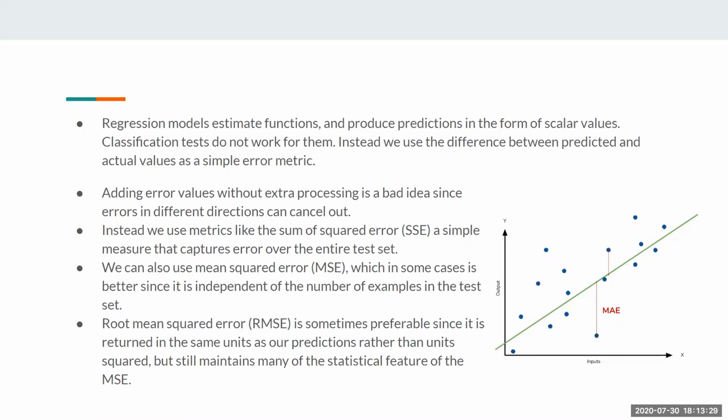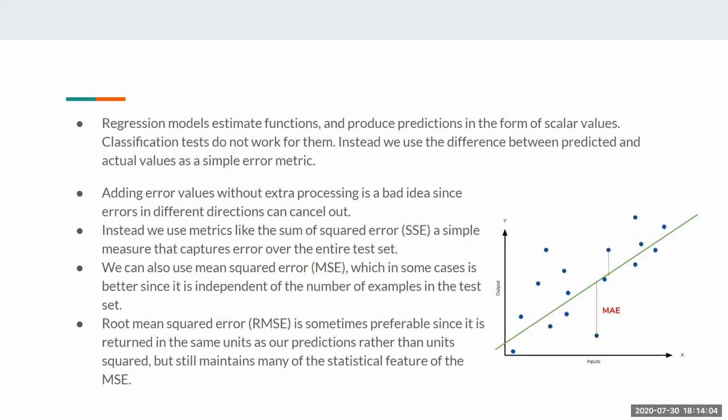Generally, when you get these values, you don't want to combine them by simple adding, because errors in different directions, at least errors along the same axis in different directions, will cancel each other out and cause problems in your later calculations and give you false ideas of how well your model is actually working. Instead, we use things like sum of squared error, where you take all your error values, you square them, and you add them together, or mean squared error, which is the same thing, except it's normalized by your number of examples. So you're taking the mean instead of just summing them.